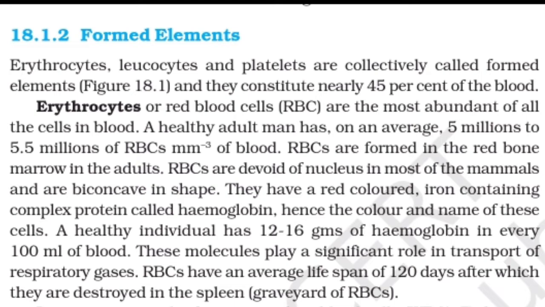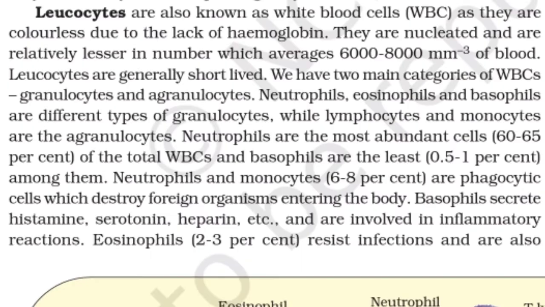They have a red colored iron containing complex protein called hemoglobin. Hence the color and name of these cells. A healthy individual has 12 to 16 grams of hemoglobin in every 100 ml of blood. These molecules play a significant role in transport of respiratory gases. RBCs have an average lifespan of 120 days, after which they are destroyed in the spleen (graveyard of RBCs).